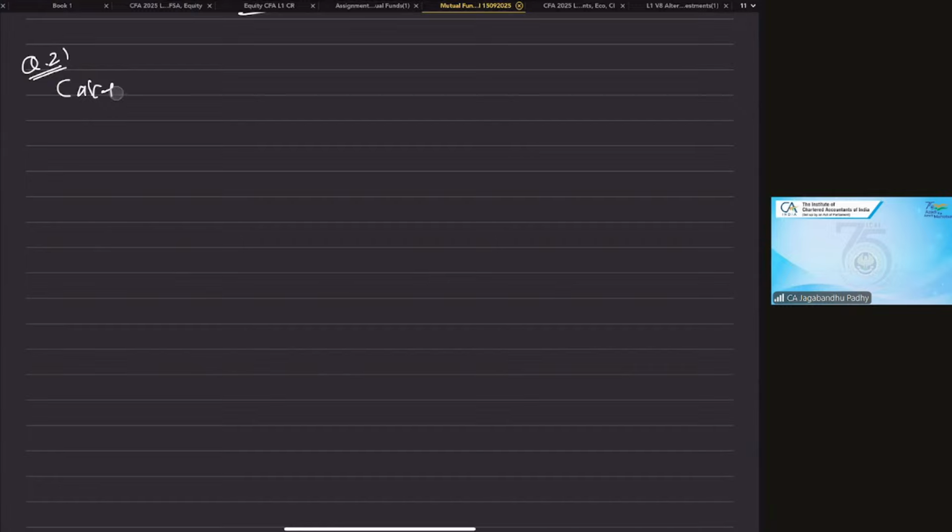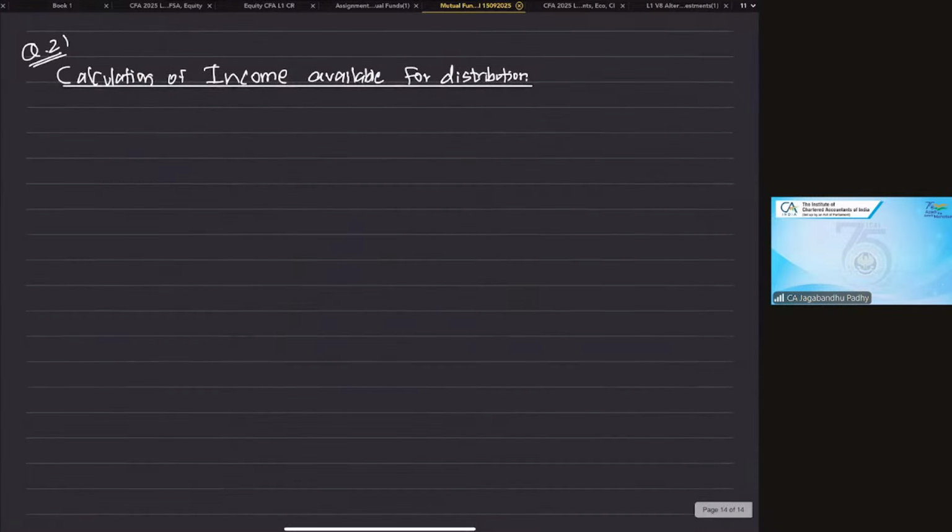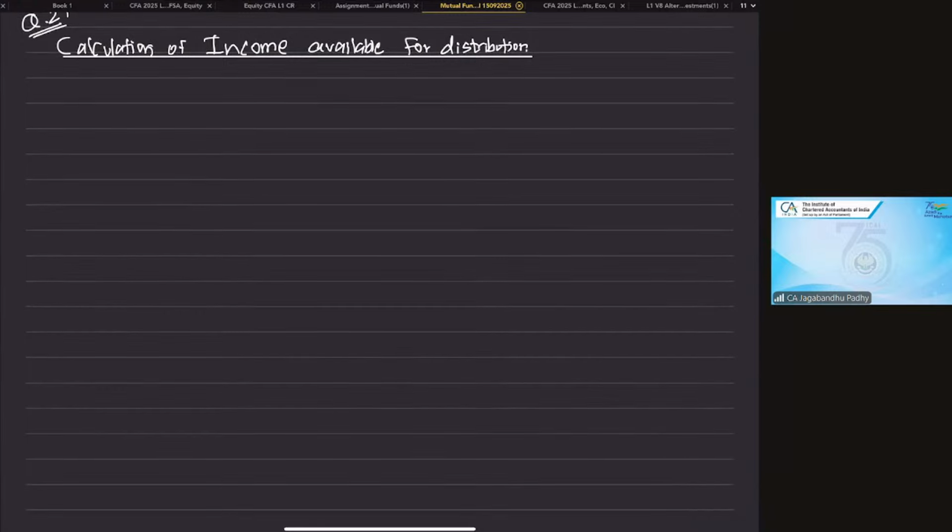So we'll say: calculation of income available for distribution. Then we prepare this table: units, amount, and per unit value.